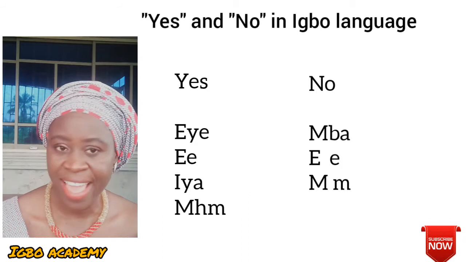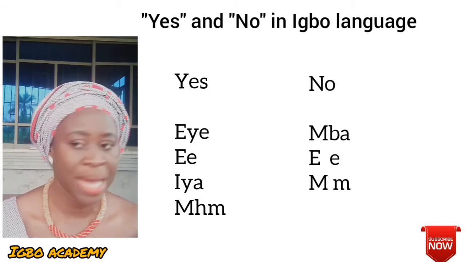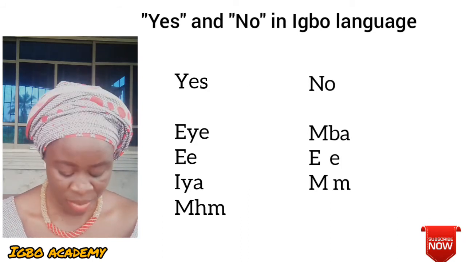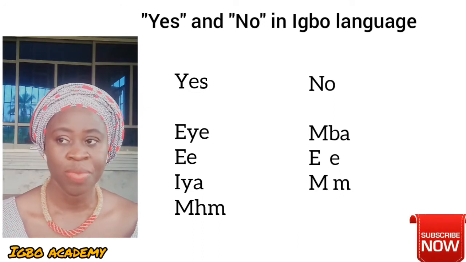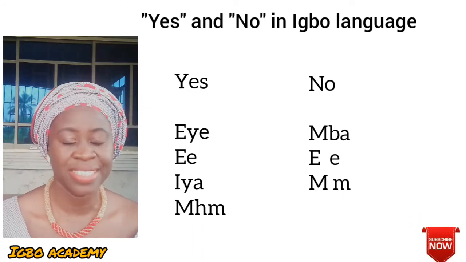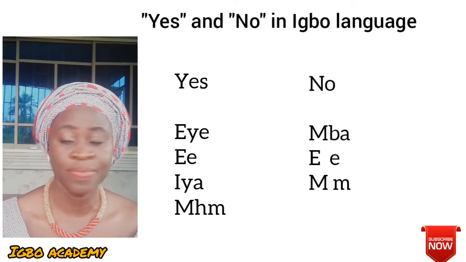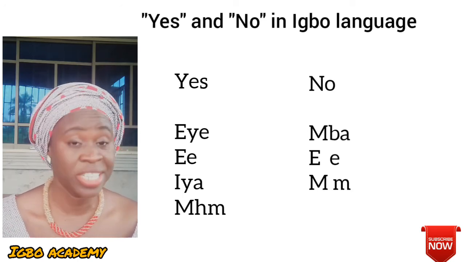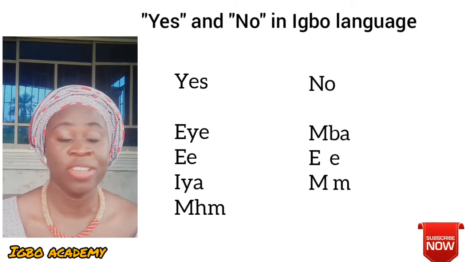Igejafia? Mba. Then we have another one. Remember, yes, we have yeah. When you're saying it, you nod your head to show that you're disagreeing.